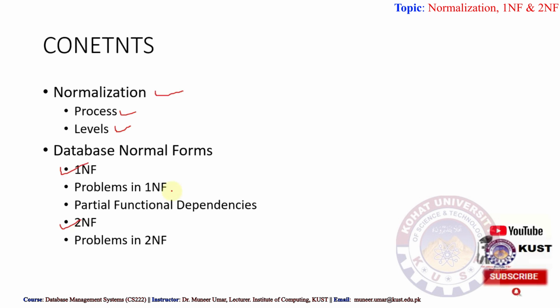Remember that normalization needs to be processed through several levels. It means that you must reach at least third normal form or BCNF. So first normal form is not sufficient to remove the redundancy or anomalies in a database, so definitely we will have some problems in the first normal form. After that we will need second normal form. For second normal form we must also understand the functional dependency, particularly the partial functional dependency among the attributes. And at the end of this lecture we will look into the problems in second normal form.